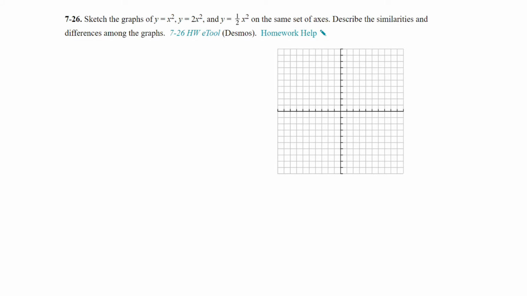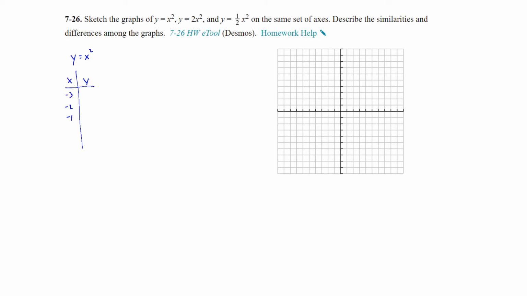Question 26. Sketch the graphs of y equals x squared, y equals 2x squared, and y equals 1/2 x squared on the same set of axes. Describe the similarities and differences among the graphs. So I'll do 3 different colors here. First one I'll do is the y equals x squared, your most basic quadratic. And to do this, we can just create tables.